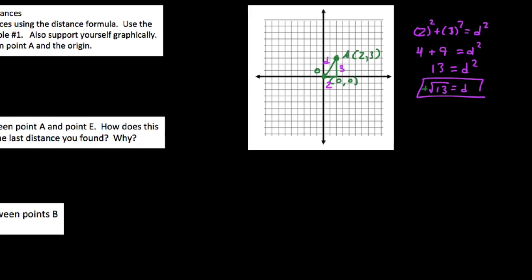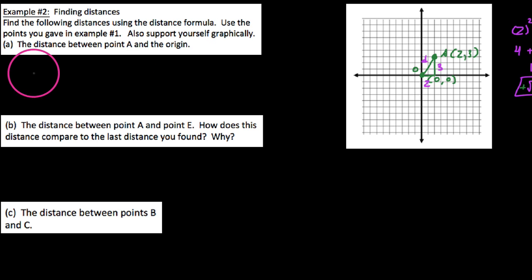Now, in terms of what I asked us to do, I wanted to use the distance formula to do this. So in terms of our 2 points, we're going to write these out here. We say one point is (2, 3), and our other point is (0, 0). And so we have an x1 and a y1, and we have an x2 and a y2.